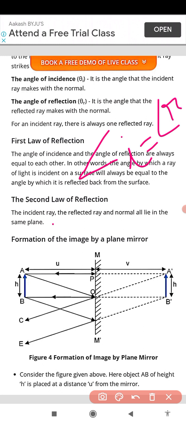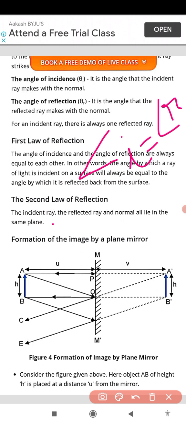The angle by which light is incident on a surface will always be equal to the angle at which it is reflected back from the surface. So angle i is equal to angle r. Then the second law of reflection: the incidence ray, the reflected ray and the normal all lie in the same plane.